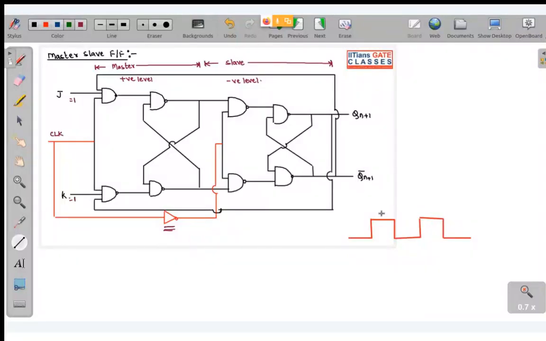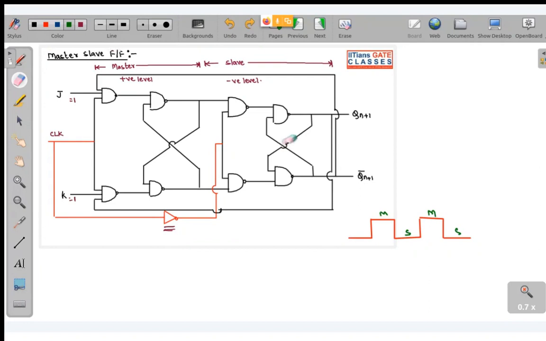Okay, so remember, master will be active in this part and slave will be active in this part. Now look, when we give J equal to 1, K equal to 1, and we are starting from this point, assume initially all the states are 0, 0. First I want you guys to make one transition yourself, then I will be showing.